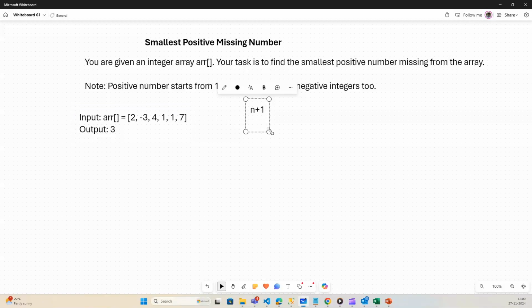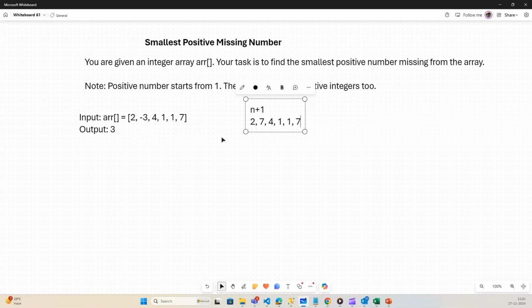After traversing this array once, my updated array would become like this. It will be 2, because 2 is neither lesser than 1 nor greater than n, so it will stay as 2 only. I won't make any change. Then I got minus 3, which is lesser than 1, so I will update it to 7, which is n plus 1. Then 4, 1, and again 1, I will not do anything. Then 7 is greater than n, and I have to update it to n plus 1, but it is already n plus 1, so it will be 7 only. So this is 2, 7, 4, 1, 1, 7. This will be my updated array after doing the first step.